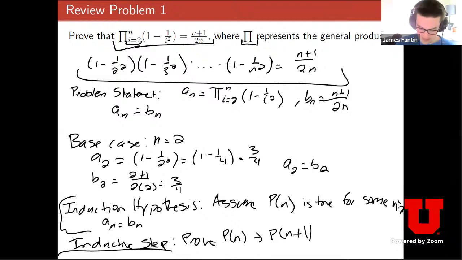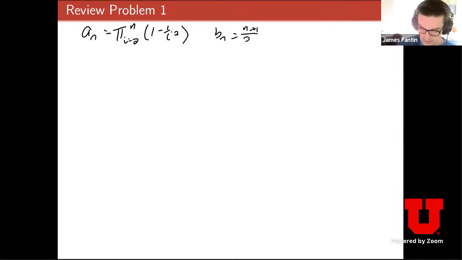So let me get to a new page. There we go. So, recall, I'll just write this again on this side. We've got A sub n was equal to this, and then B sub n was equal to this. And we're going to prove this. What are we trying to prove? We're trying to prove in this case that A sub n plus 1 is equal to B sub n plus 1. So we start with A sub n plus 1.